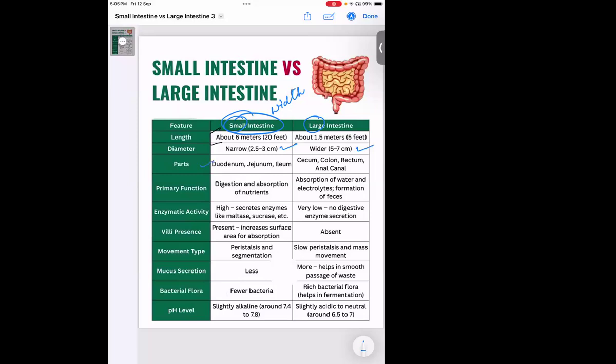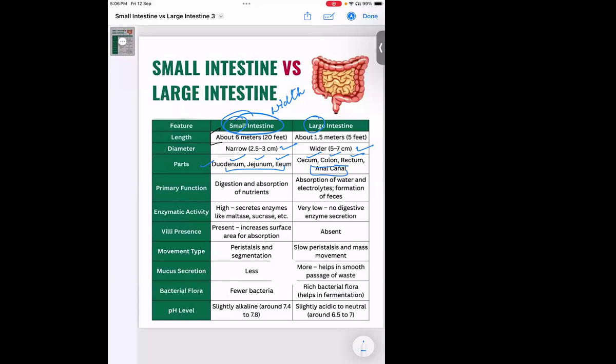The parts in the small intestine are the duodenum, jejunum, and ileum. These are the three parts. In the large intestine, the parts are the cecum, colon, and rectum. And connected to the rectum is the anal canal. So both have three parts: duodenum, jejunum, ileum, cecum, colon, and rectum, and connected to the rectum is the anal canal.